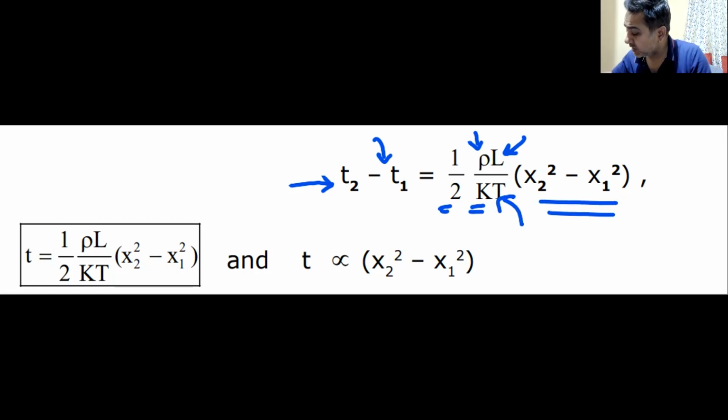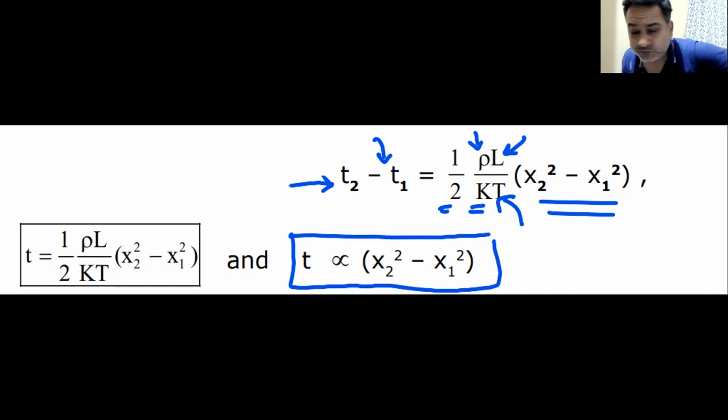You just need to remember this short trick: this time taken, T2 minus T1, is the time taken to go from X1 to X2. Do we understand this? Yes, sir. This T is nothing but the time taken for the ice layer to grow from x1 to x2. This time taken to grow from x1 to x2 is proportional to x2 square minus x1 square. Do we understand this? Yes, sir. Please note this down.